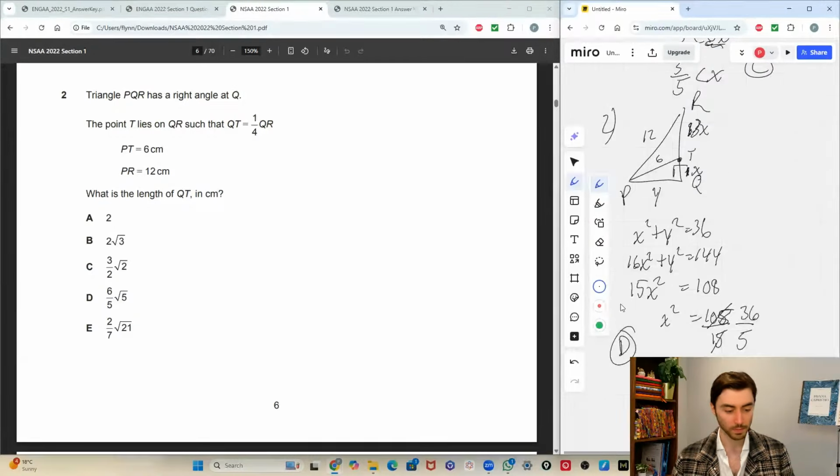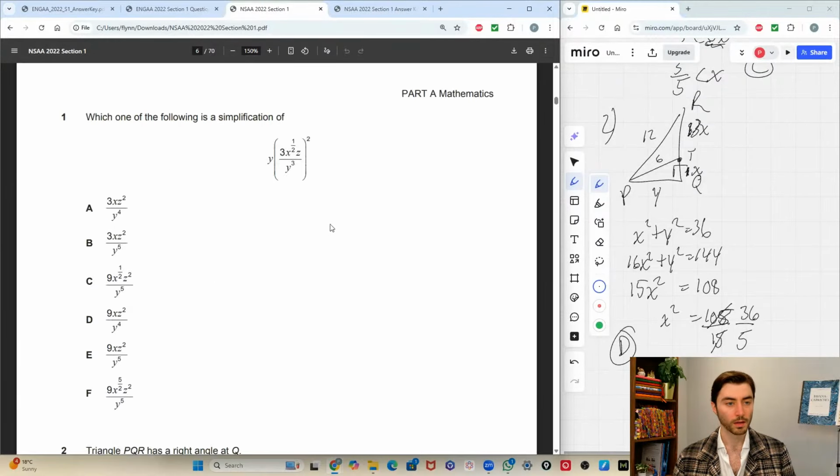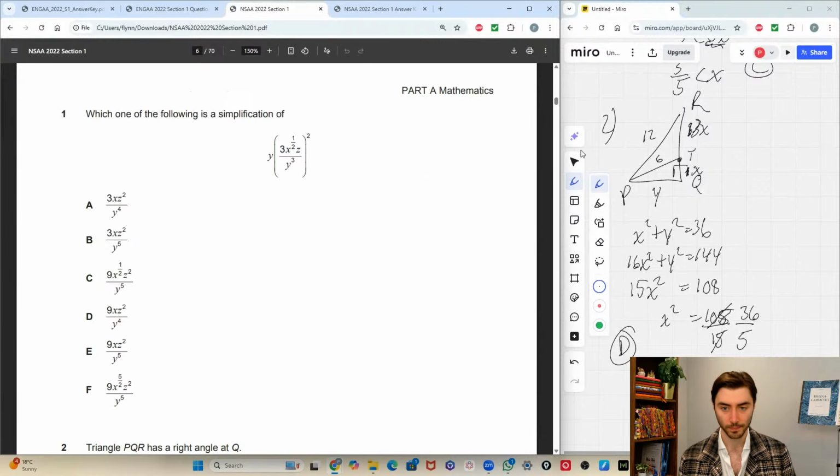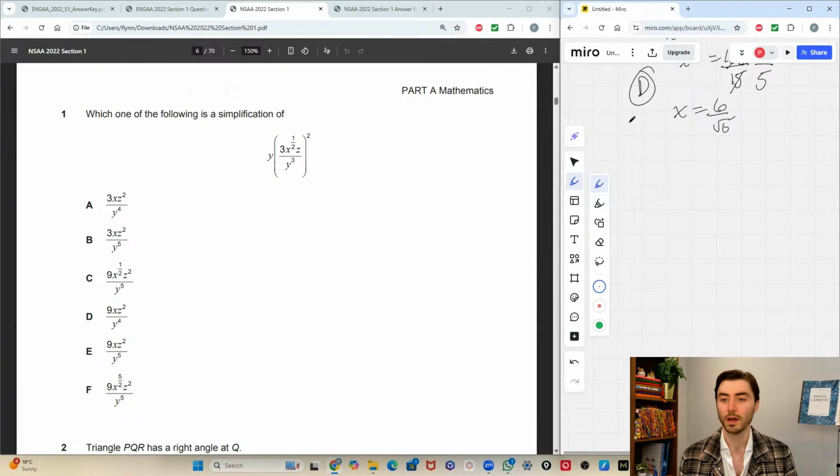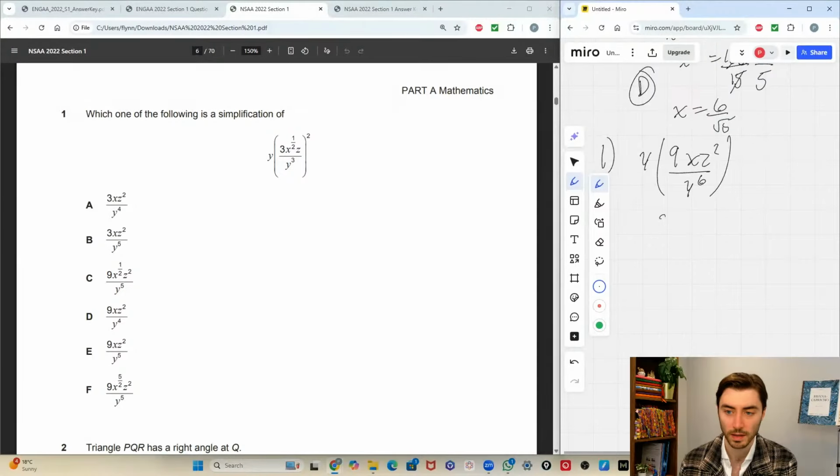Okay, split. Final question of the first pass. Not a huge amount of time on the second pass. So which of the following is the implication of that? So y into 9x, y squared over 6, 9x z squared over 5, which is E. Okay, done.